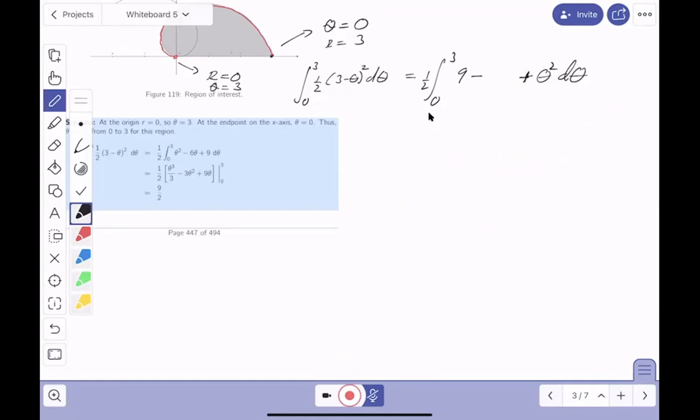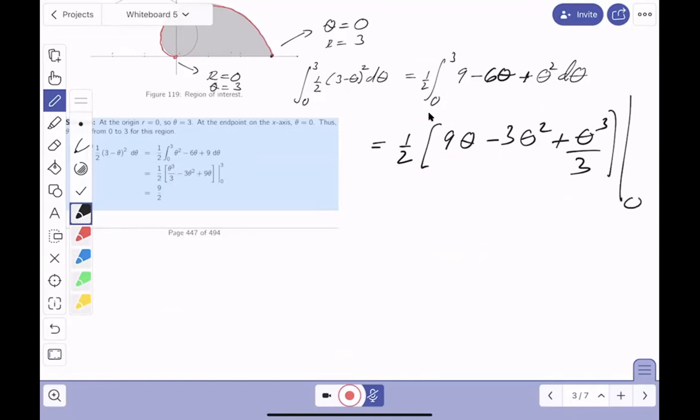What's that going to be? Well, 9 minus 6 theta. Let me try again. 1/2. What do you get over there? 9 theta minus theta squared over 2. And 2 goes into 6 three times, plus theta cubed over 3. Limits of integration 0 to 3.